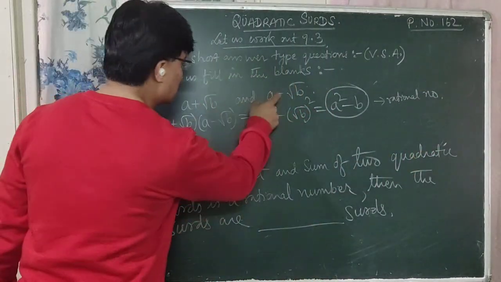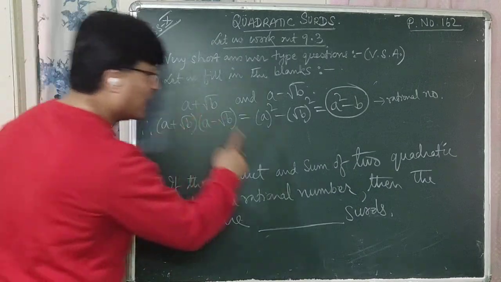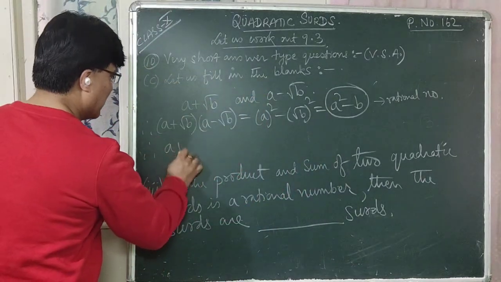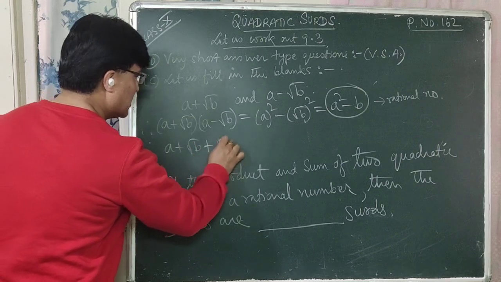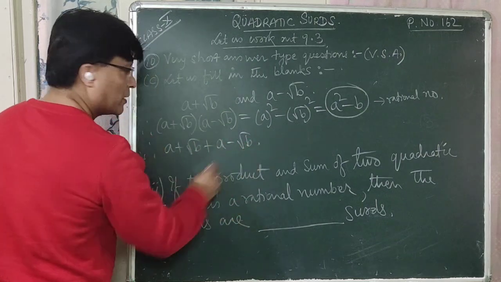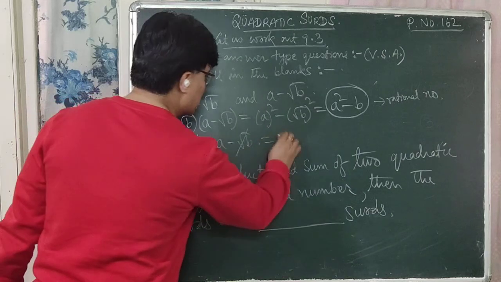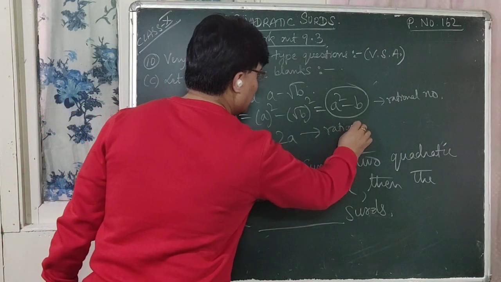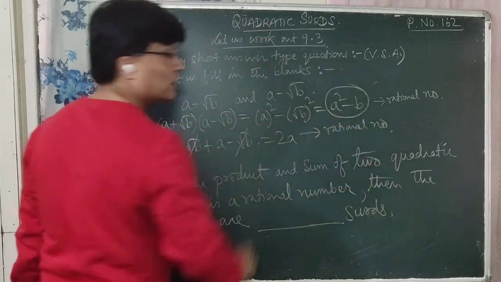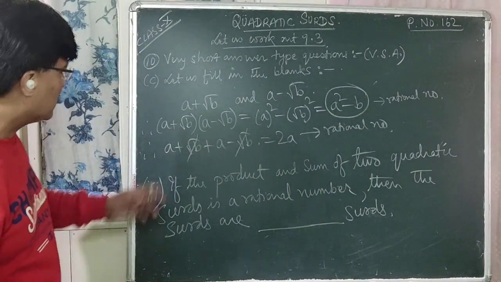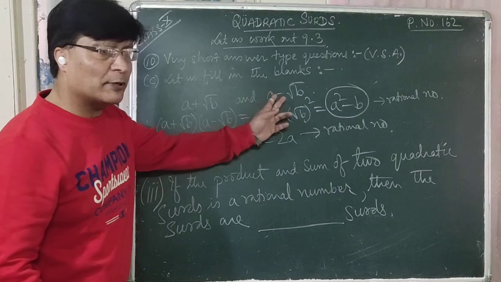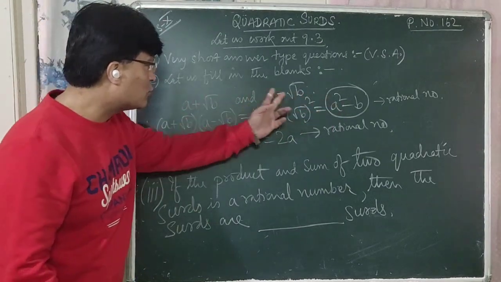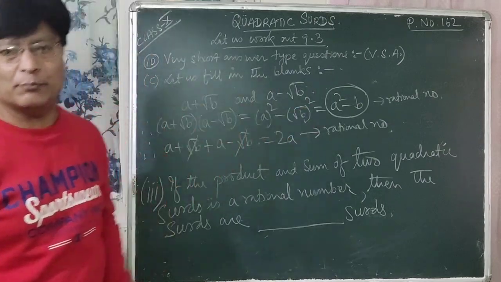Let us find out their summation. So therefore a plus root b plus a minus root b. So here root b gets cancelled, which is equal to 2a. This is also a rational number. That is, the product of these two numbers, a plus root b and a minus root b, is a rational number, and the sum of these two numbers is also a rational number.